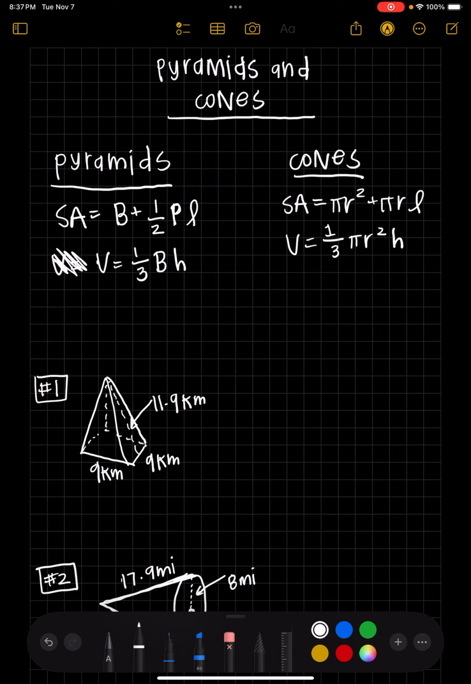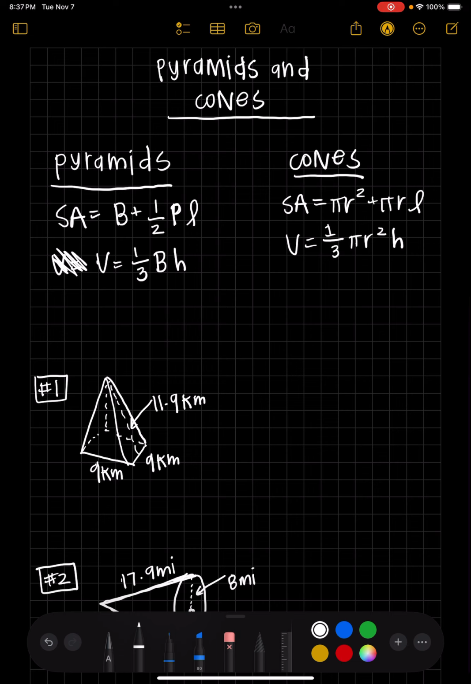For a cone, the surface area formula is pi r squared plus pi r L, where that L is still the lateral height, or the slant height, and then the volume is 1/3 pi r squared H. So let's go through some examples. For number 1 and number 2, we're going to start by finding the surface areas.